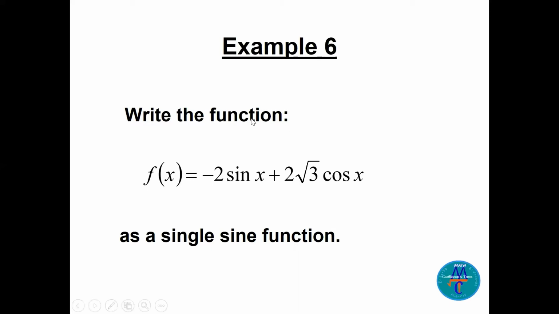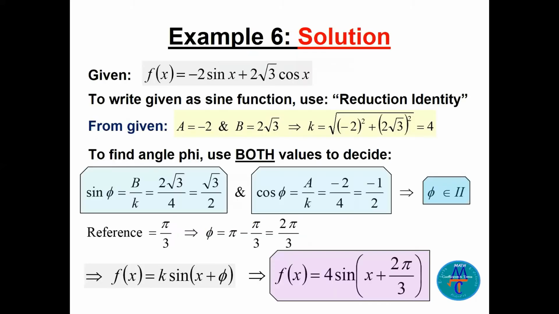Now, just to remind you, this is example 6. See, this is a continuation of lecture 21. So this is 22. Let's start here. To write this function as a sine, you have to use a reduction identity. So as I mentioned, a is minus 2, the coefficient of the sine. B is 2 square root of 3. Let's find k. K will be the square root of this one squared plus this one squared. This one squared will be minus 2 squared, 4. This one, when you square it, you get 12. 4 plus 12 is 16, square root of 16 is 4, so k is 4, positive.